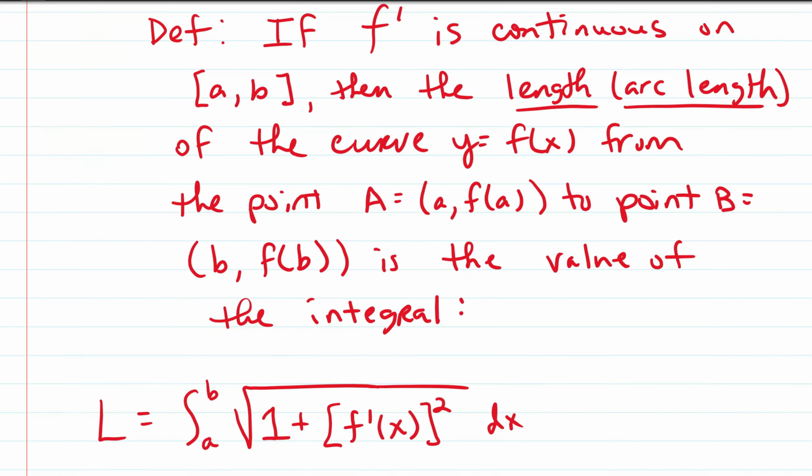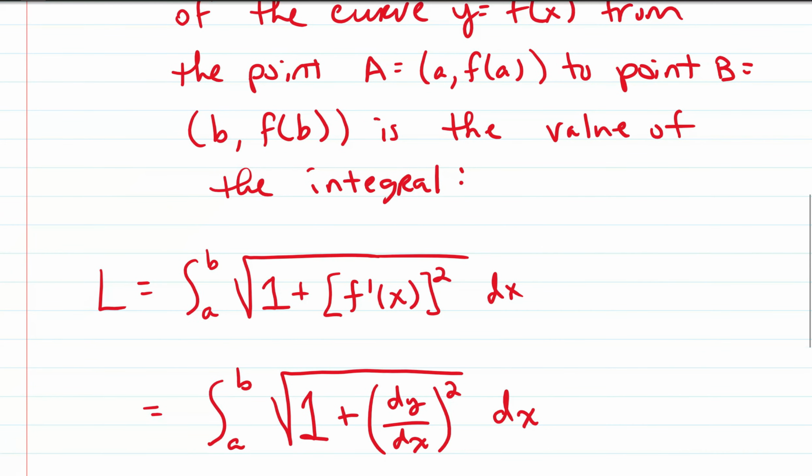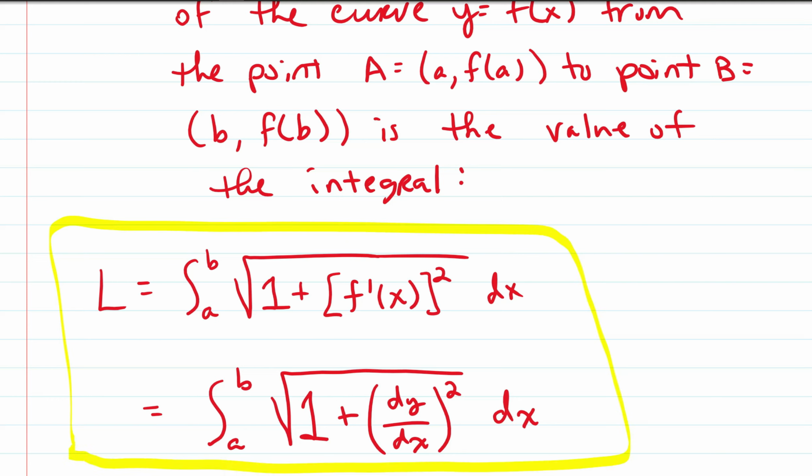Sometimes it's written alternatively as what's below, the integral from a to b of the square root of 1 plus dy dx squared with respect to x. So this is what we're going to have to follow, and you can use any variation of that. One just has f prime of x, the other one has the Leibniz notation of dy dx.